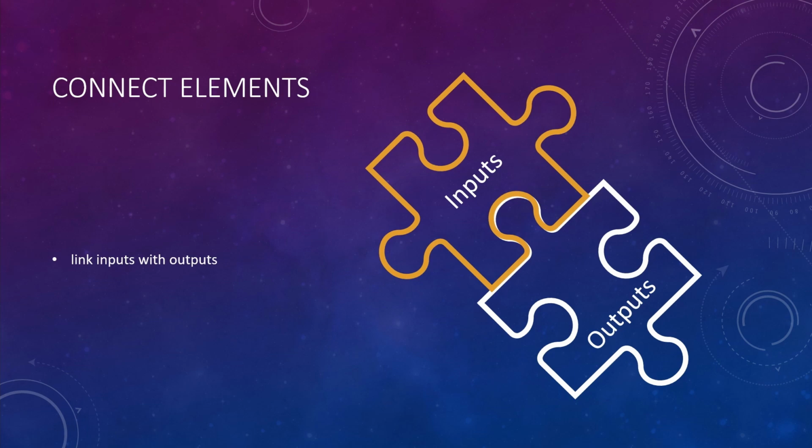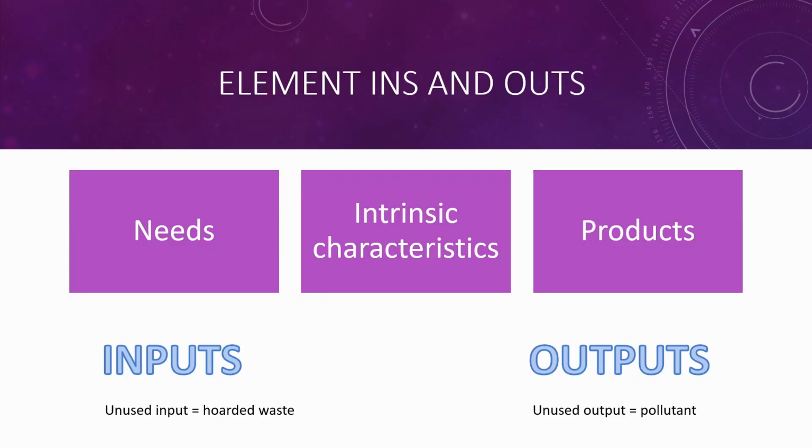We connect the elements so that the output, the waste from one component, goes into the other as an input, a food source, or something that they need. We need to have a good look at each element to find out what it needs and what it produces. And it will often have some unique intrinsic characteristics. The needs are often fuel, food, warmth, and shelter, and any unused inputs can be wasted.